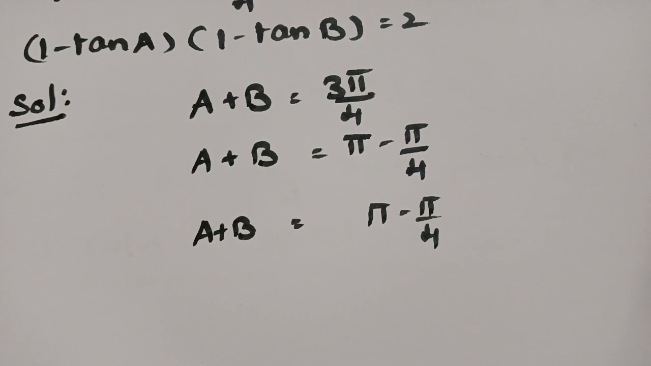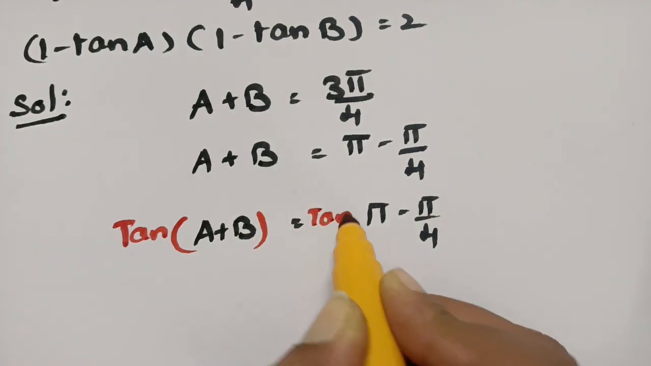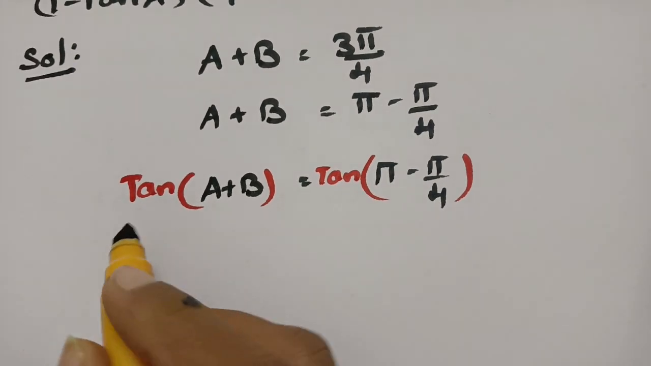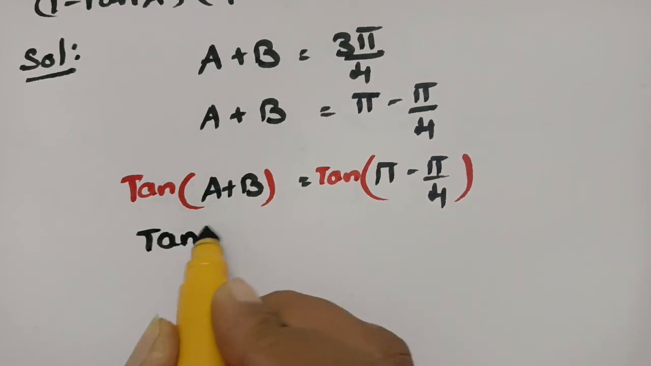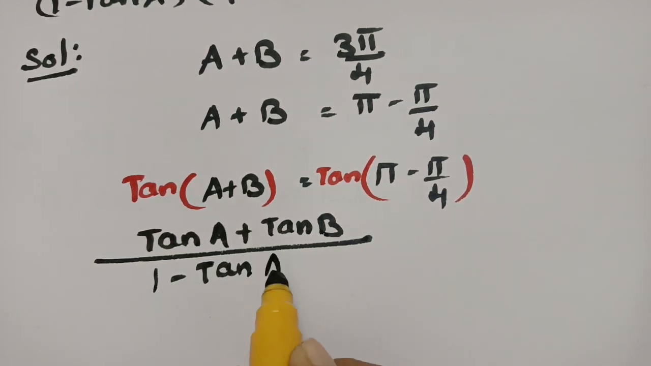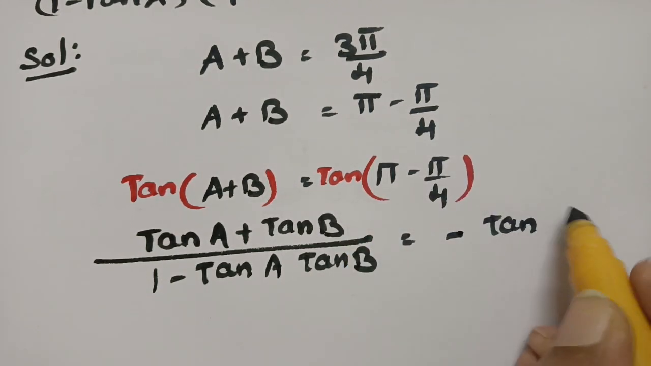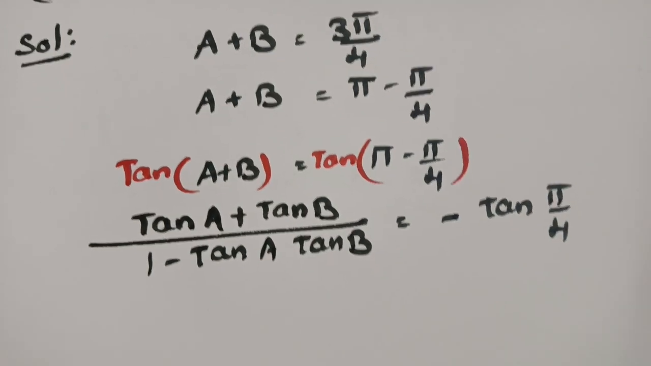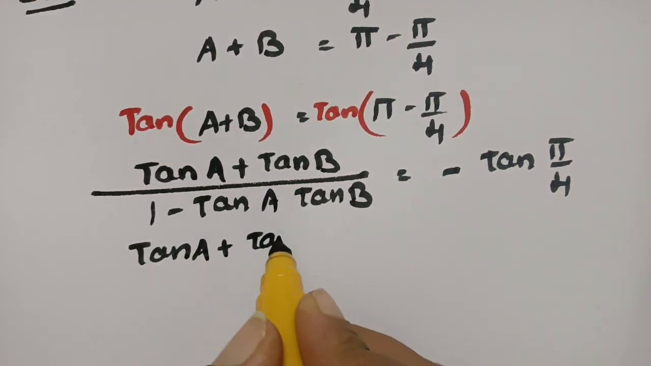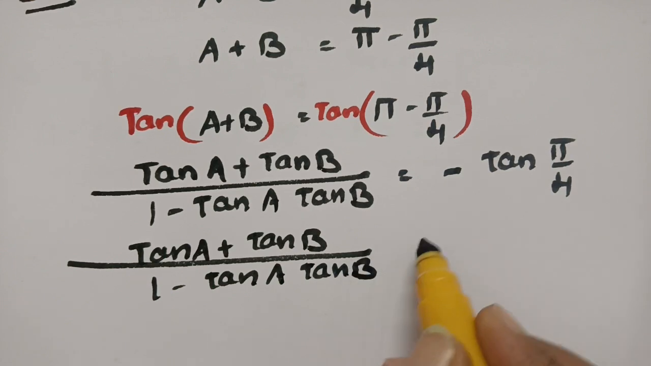Now I am taking tan theta on both sides. See what happens here. As you know, tan of a plus b is equal to tan a plus tan b by 1 minus tan a into tan b. And again, tan of 180 minus theta is nothing but minus tan theta. In place of theta we have pi by 4, which is nothing but 45 degrees, so I am writing this as tan a plus tan b by 1 minus tan a into tan b is equal to minus 1.